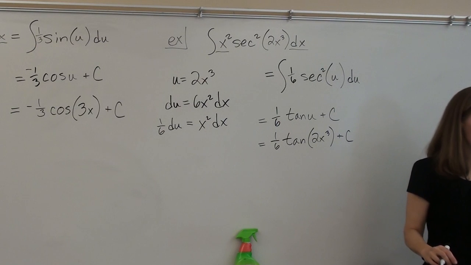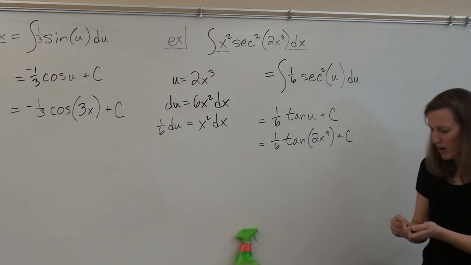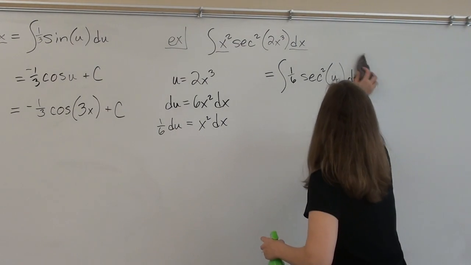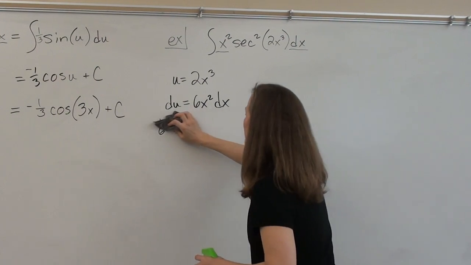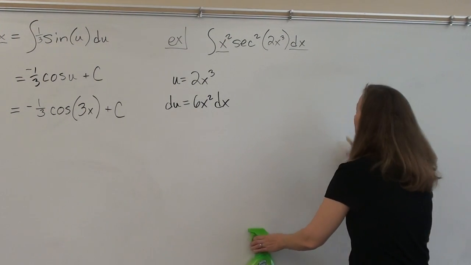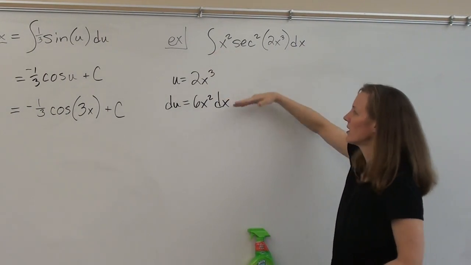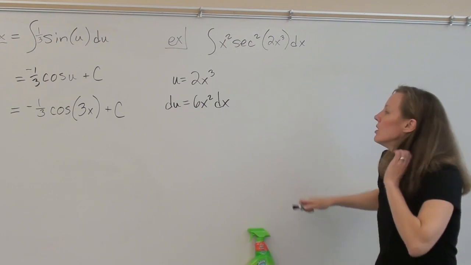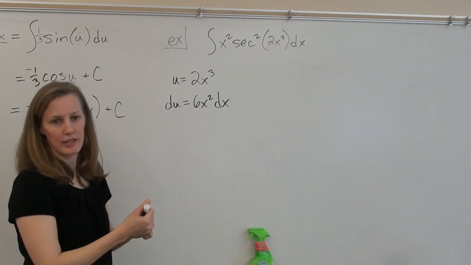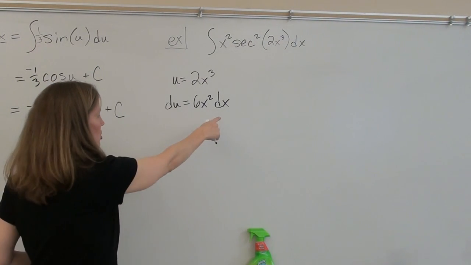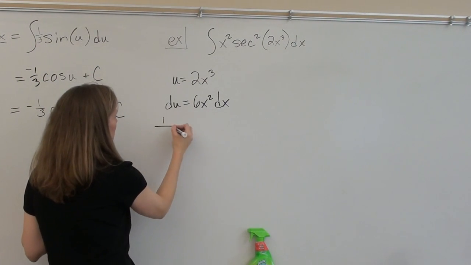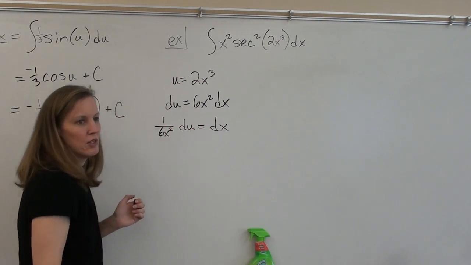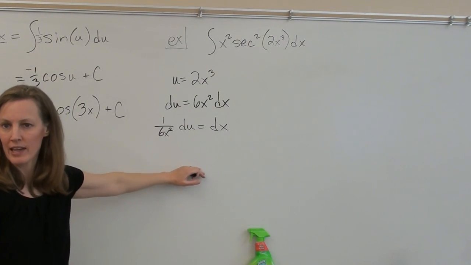The alternate method for doing this, which I'm just going to show you once, is backing up. So pretend that we were here, where we left off. The alternate method is to always solve for dx. Ignore everything else. Just solve for dx. So we have 1 over 6x squared du equals dx. So you don't even look at what you got, you just solve for dx.